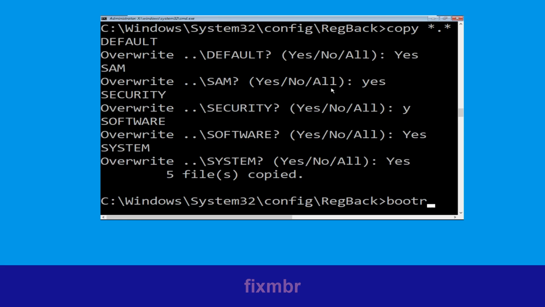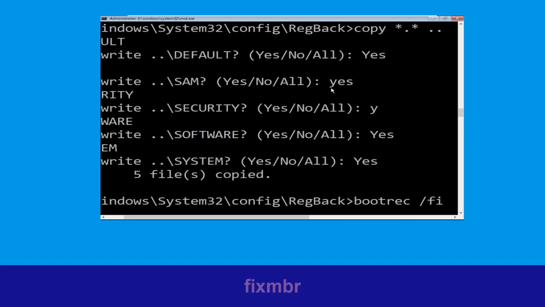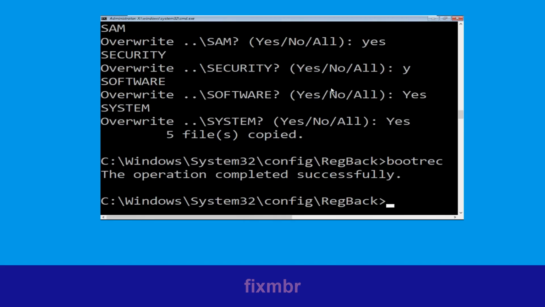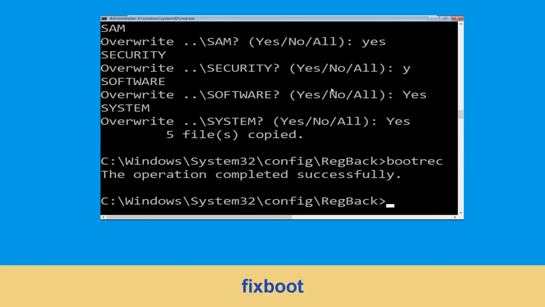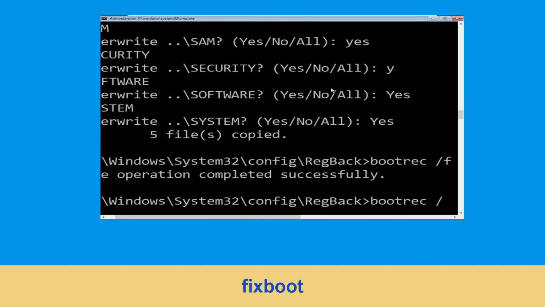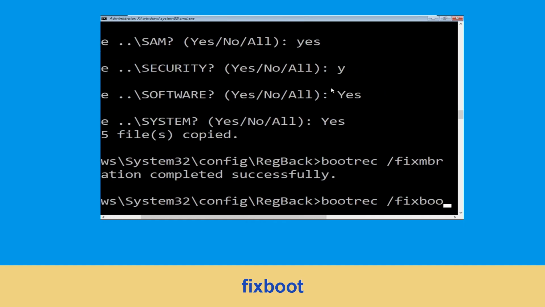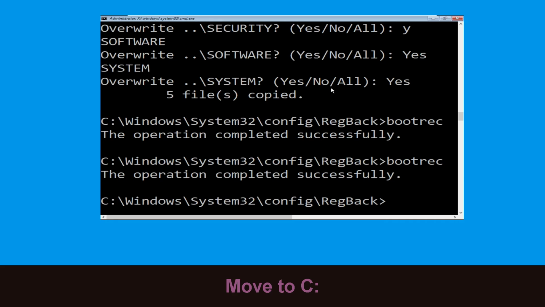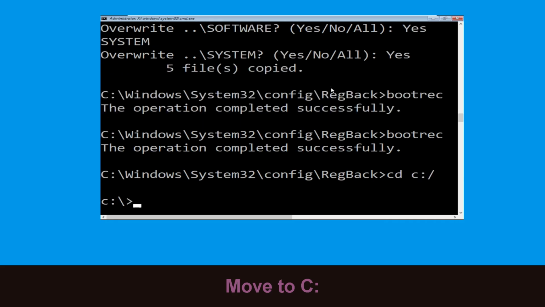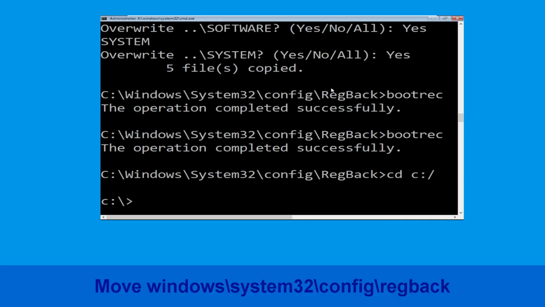Now type bootrec /fixmbr and hit enter to execute the command. Type bootrec /fixboot and hit enter. Now execute this command: cd c:/. Now type cd windows/system32/config/regback and hit enter to execute.